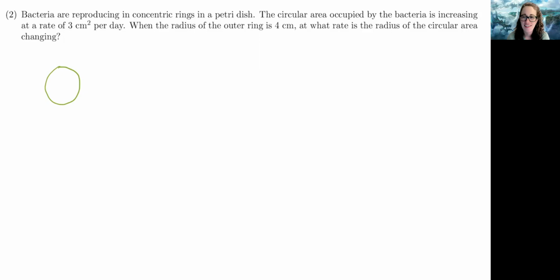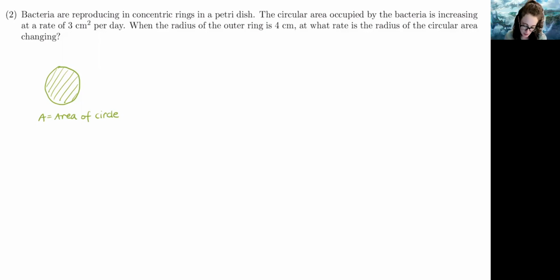And so let's see, we have this relationship. We know it's a circle because of the concentric rings. And it also tells us it's a circular area. Right, so they're all taking up this entire area here. So I might label this, let's let A equal the area of the circle. So the 2D space that the bacteria here are taking up.